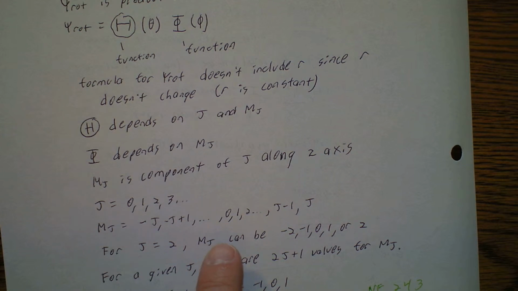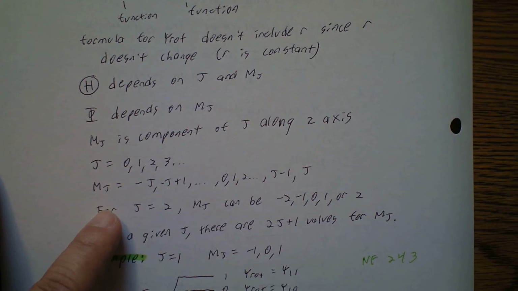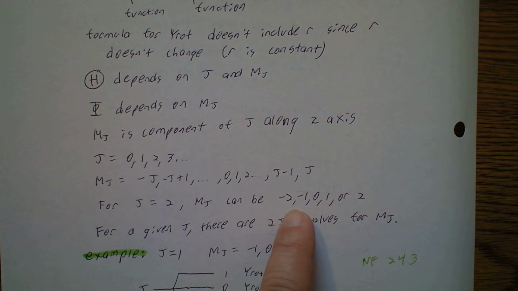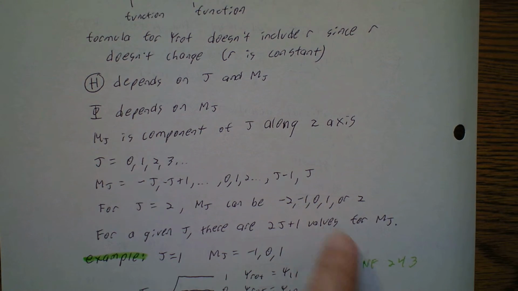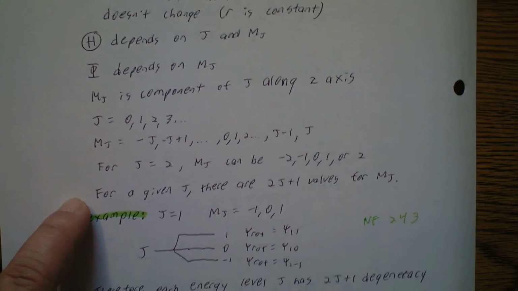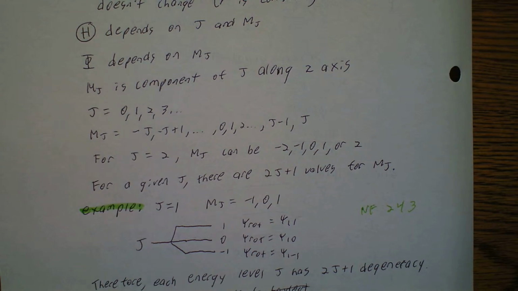So all the way to 0, then 1, 2, 3, J minus 1, all the way to J. For J equal to 2, MJ can be minus 2, minus 1, 0, 1, or 2. That's 5 possibilities. So for a given J, there are 2J plus 1 values for MJ.